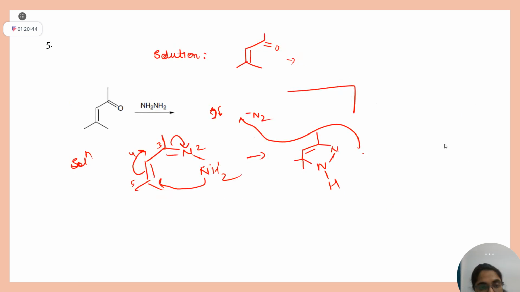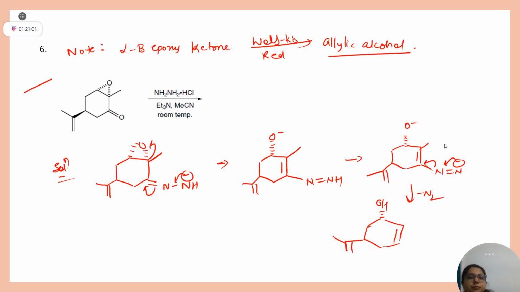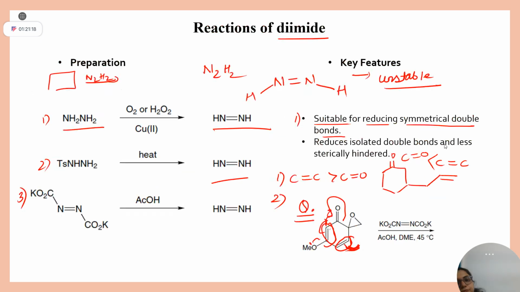Fifth one is your alpha beta unsaturated ketone. Since base is not there, it will cyclize and N2 will leave and you will be getting this cyclopropane. Again, very interesting problem. Should remember. Then I have asked you if you are given alpha beta epoxy ketone and Wolff-Kishner reduction condition is there, hydrazine in presence of base, you directly have to draw allylic alcohol, right? Allylic alcohol.